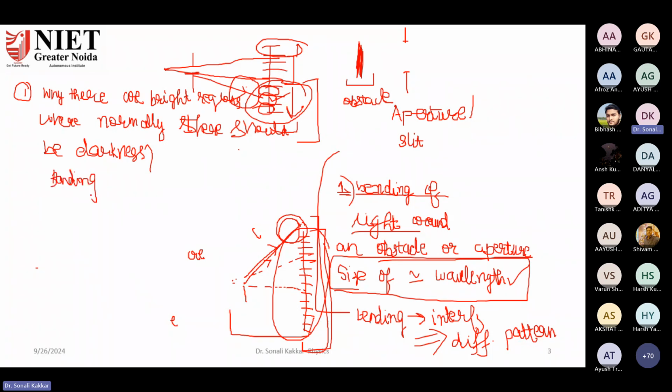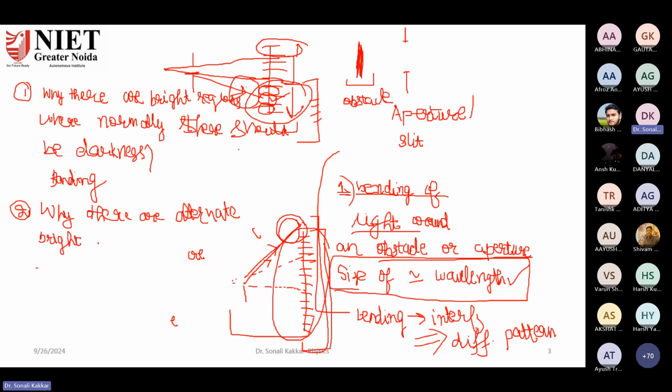So if light is bending, there are rays reaching over here. Then why are there alternate bright and dark fringes? Second question is, why are there not complete bright regions? Why are there alternate bright and dark? If light bent and reached there, there should be brightness only. Then why are there alternate bright and dark and there is a pattern over there?